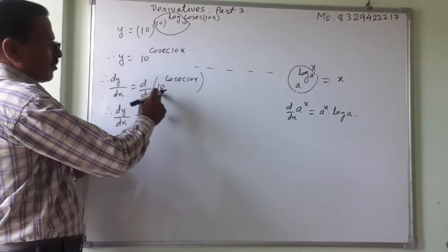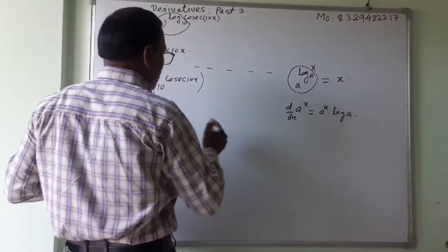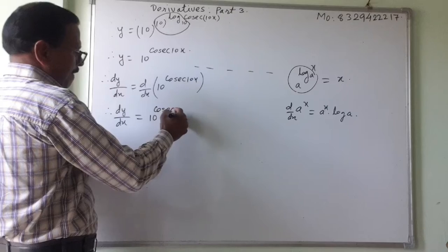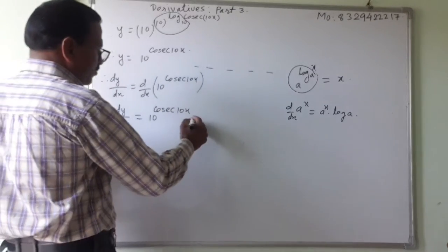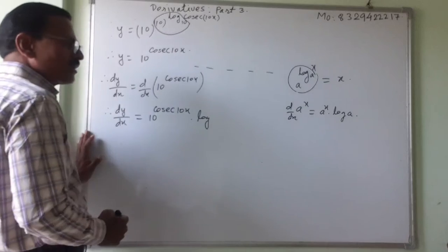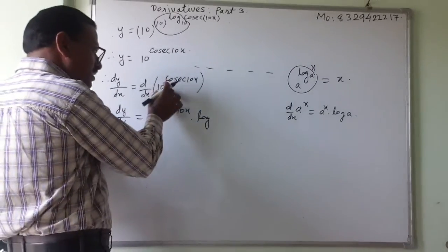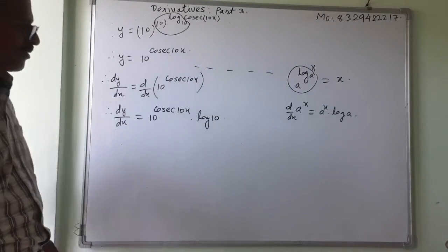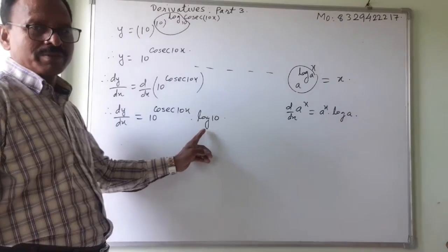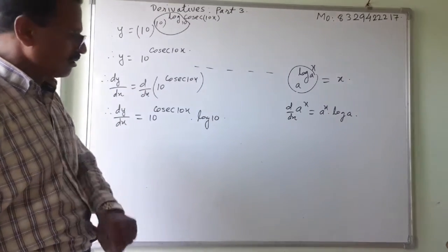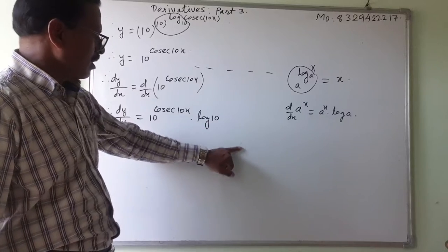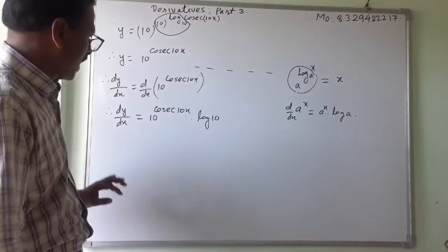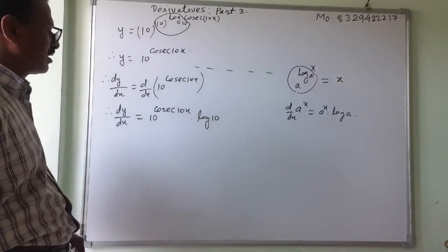Dy by dx is equal to a raised to x into log a. A raised to x means 10 raised to x is what? Cosec 10x into log of a. Log of a means what? A is this, means log of 10. Up to this is quite clear. What is the base of this? If base is not mentioned in trigonometry and integration and derivatives, it is supposed to be e. Okay, up to this I have done.